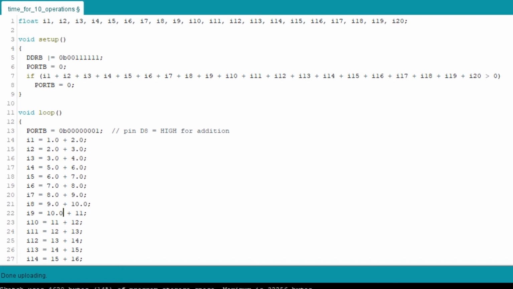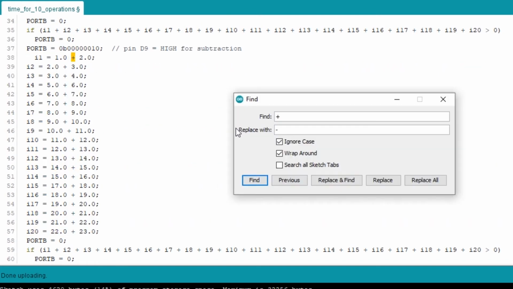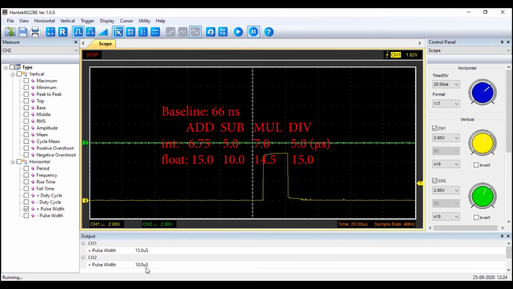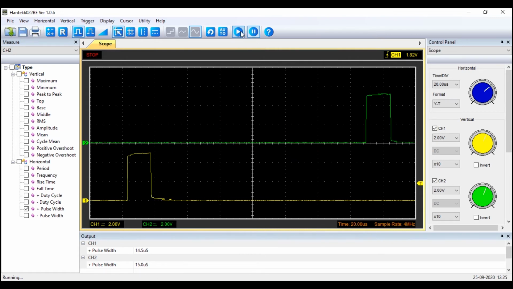So let's move on to the float data type. The result is as expected. The addition is taking almost 8 microseconds more than integer. Subtraction is taking around 5 microseconds more than integer. Multiplication is taking approximately 7.5 microseconds more than integer. And division is taking 10 microseconds more than integer.